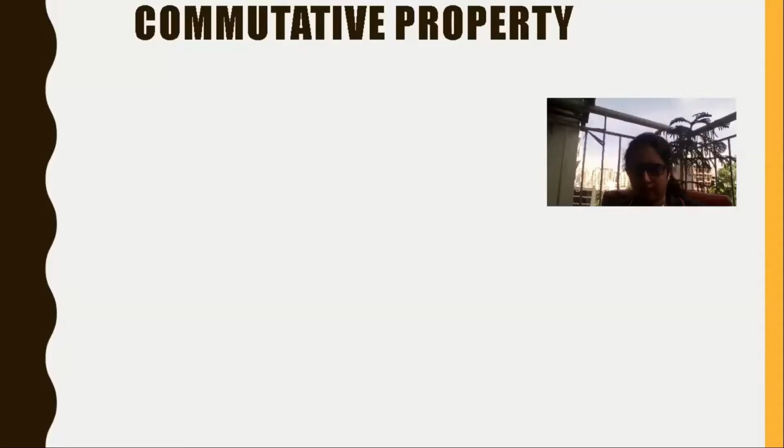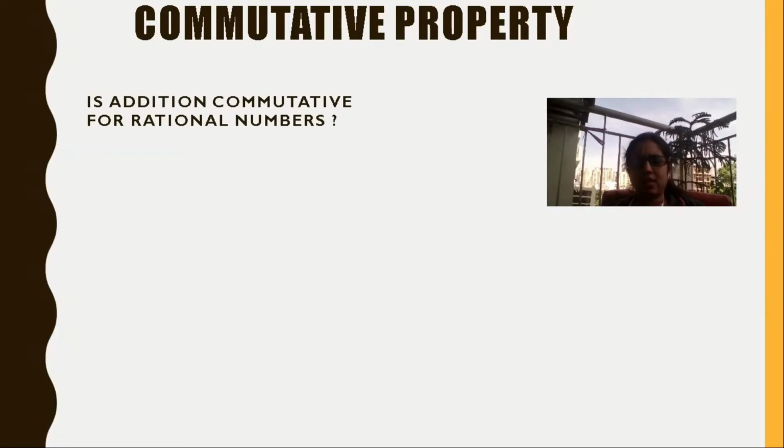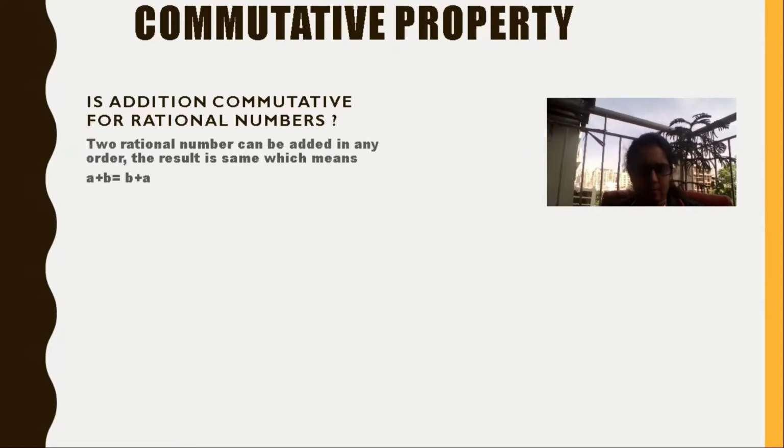What is commutative property? There are four parts in a commutative property: addition, subtraction, multiplication and division. First we will do addition. Is addition commutative for rational numbers? It means when we add two rational numbers in any order, whether the result is same or not. Let's clarify with the help of an example.